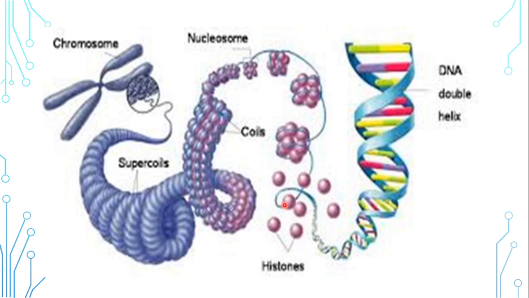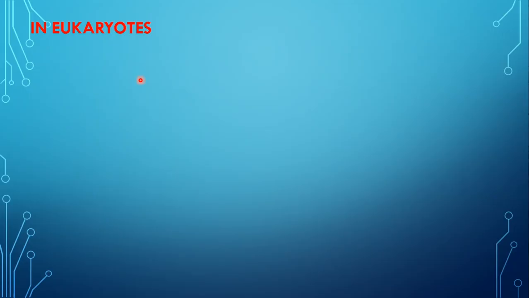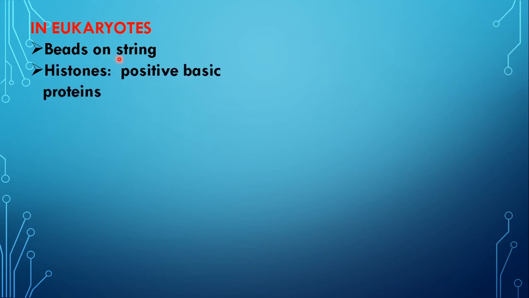These nucleosomes further undergo coiling, more and more coiling, and finally it gets so compressed that we get the structure of chromosomes. So in eukaryotes, let us see. That was the figure which I showed. Now let us see what happens. It is also known as beads on a string. The structure is also called beads on a string.